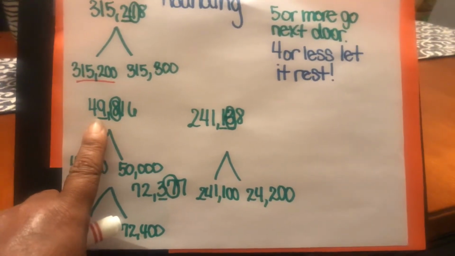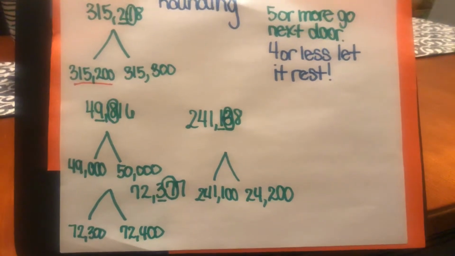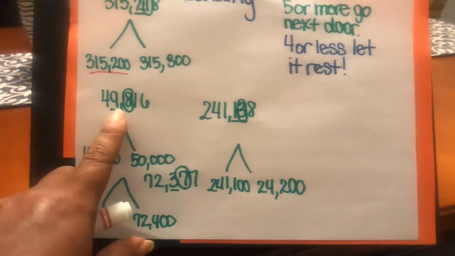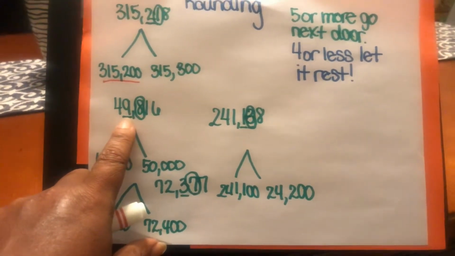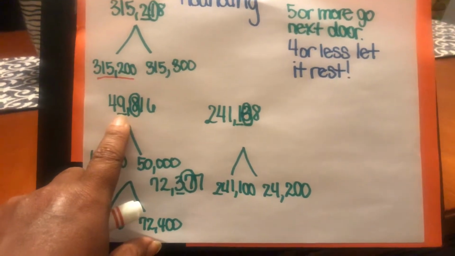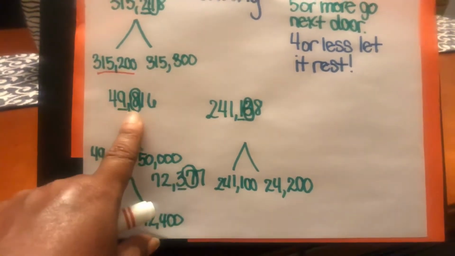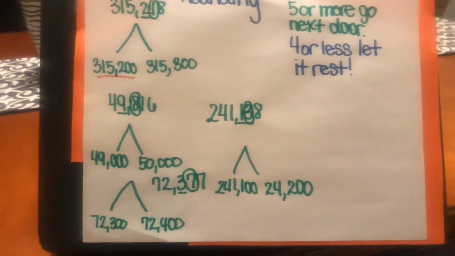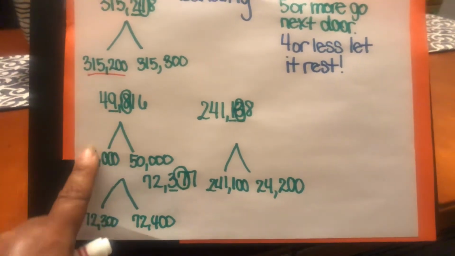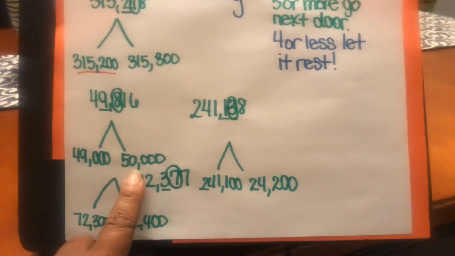Okay, let's try it again with another number, this time with a 5-digit number. Our number is 49,816. We're going to round to the nearest thousand. So I underline the digit in the place that I'm rounding to. The 9 is in the thousands place. And I circle the digit that came just before it, which happens to be the 8. I'm rounding to the nearest thousand. So 49 comes down, 49,000 and 50,000.